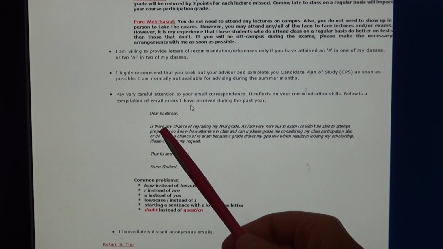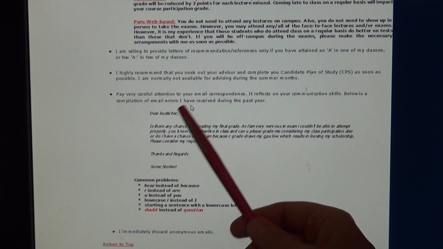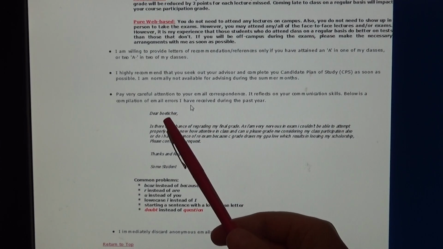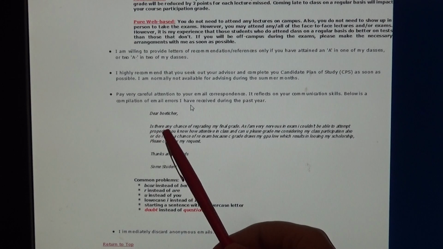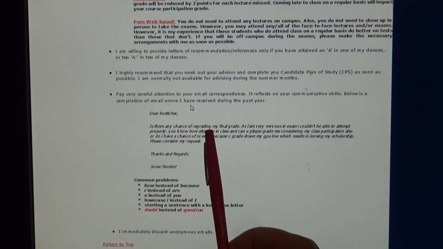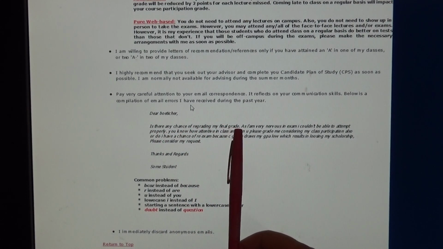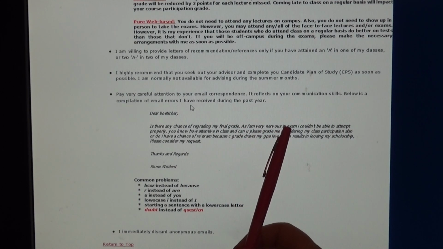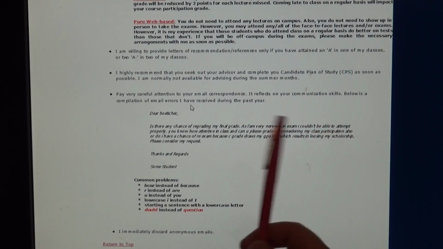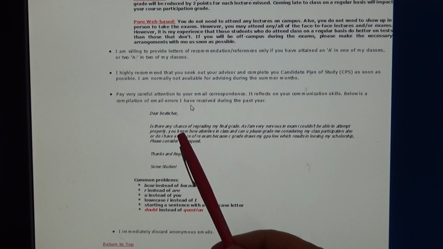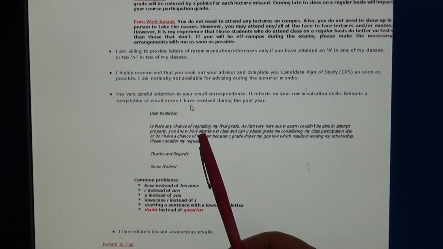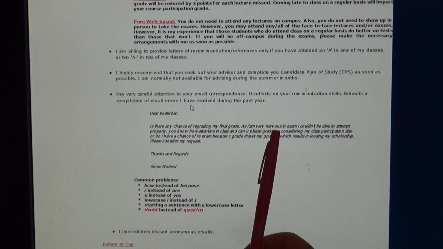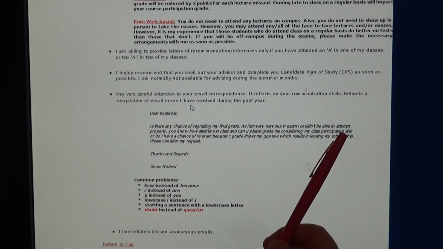And here's a compilation of some things I've seen over the years. These are actually from students, and I put it together. "Dear Betticher," with a lowercase b, and they misspelled my name. "Is there any chance of regrading my final grade" with a missing question mark. "As I am very nervous, in exam I couldn't be able to attempt properly. You know how attentive I am in class, and can you please grade me considering my class participation?"